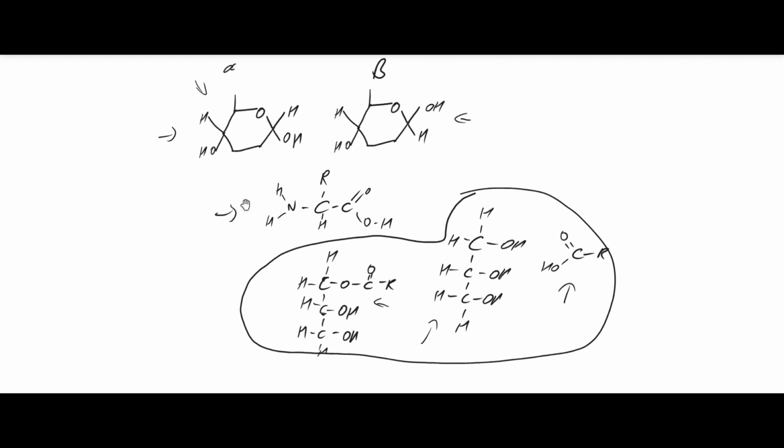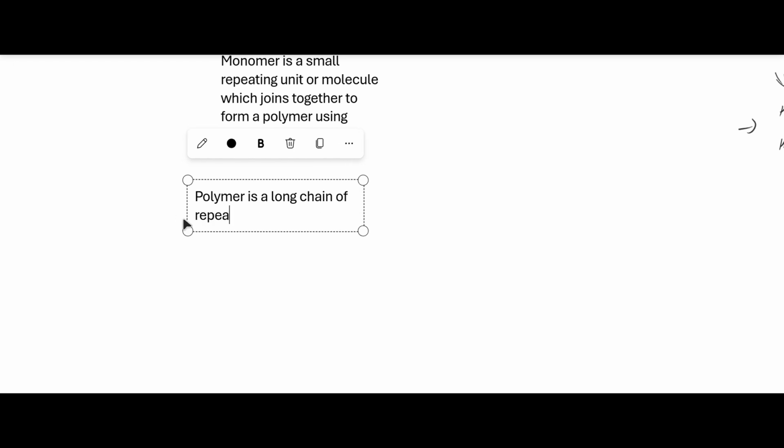Okay? So, if we look into polymers next. A polymer is a long chain of repeating units or molecules, but I would just say monomers at this point. So a long chain of repeating monomers joined together by condensation reaction.